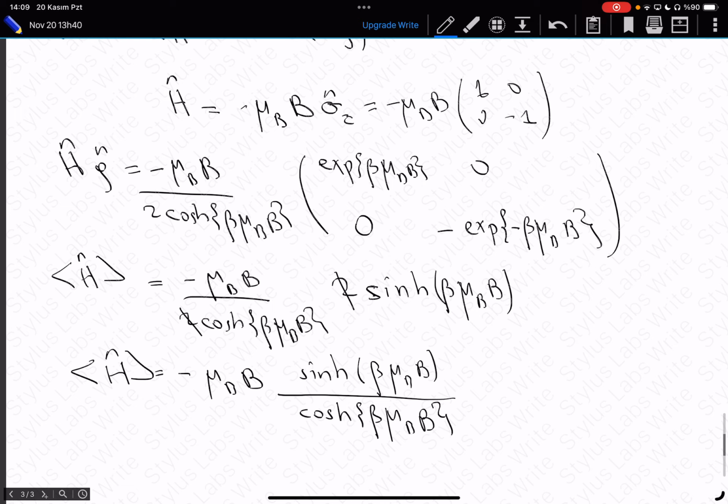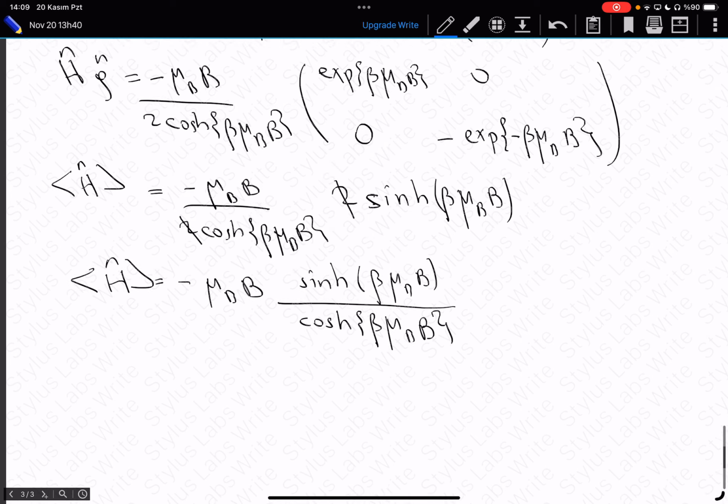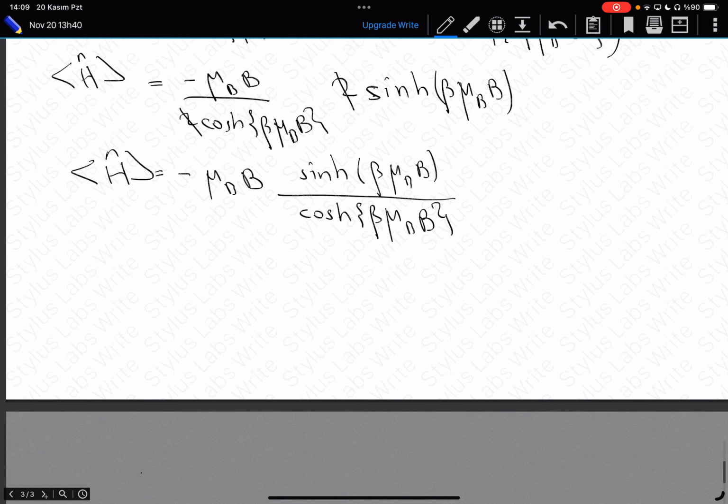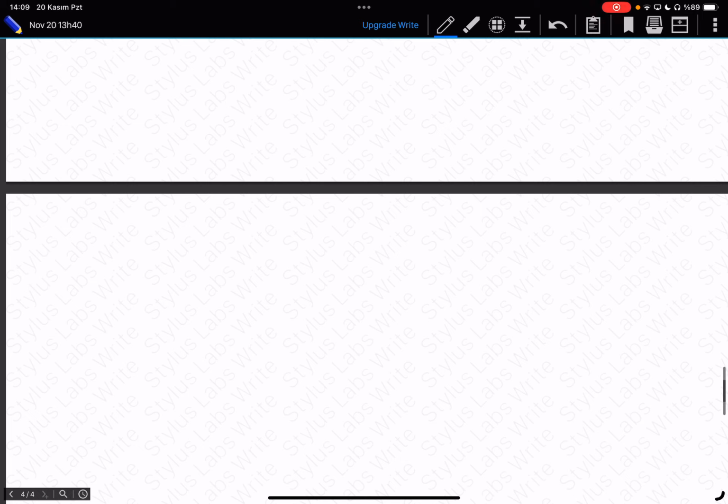So again, here you can see that if the average energy of the system is positive, beta has to be negative. So we have all this discussion about the negative temperatures, etc. Any questions?